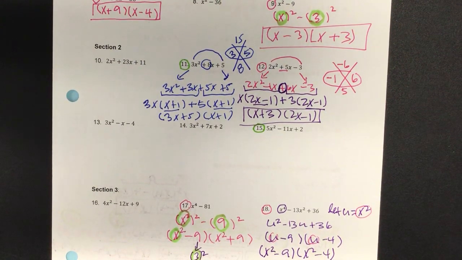Questions on that? Okay, so again, if you end up with x plus 1 and then 3x plus 5, it is okay. Okay, if you're good on number 11, give me a thumbs up. Okay, now let's go on to number 15.